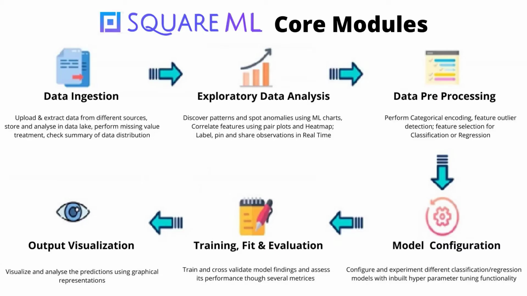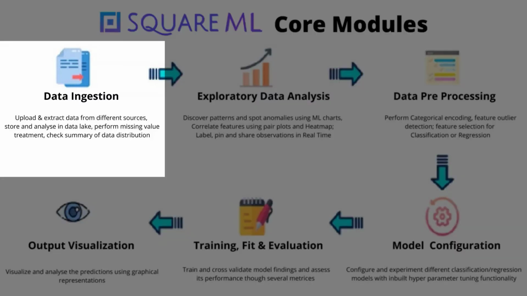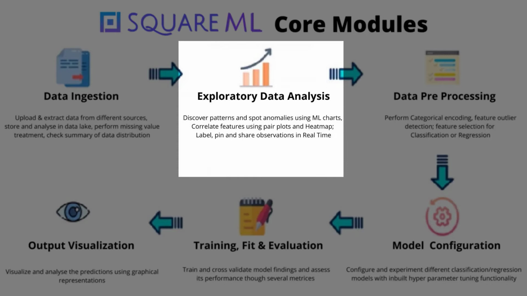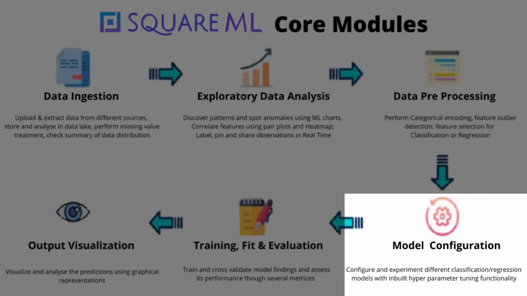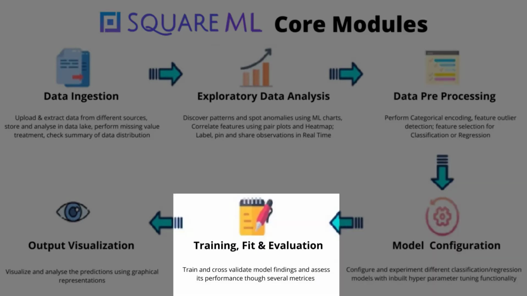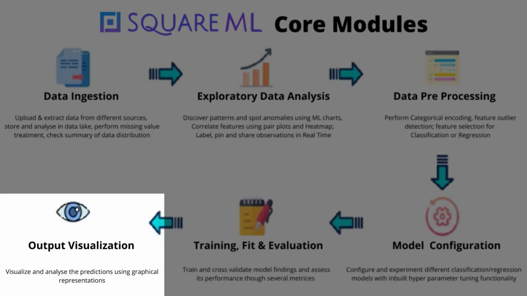These are the core modules of SquareML. Extract data from various sources through Data Ingestion module and discover patterns with Exploratory Data Analysis module. Use Data Pre-processing module to transform the data and configure different machine learning models. Train and cross-validate the model findings. Finally, visualize and analyze the predictions using graphical representations using output visualization.